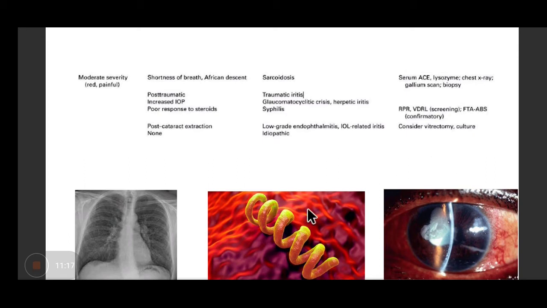Just an X-ray you have to order in sarcoid. Just remember the pictures that I've added. You have to order these. So this is for sarcoid. X-ray you have to order. Gallium scan, gallium scan also you can order.